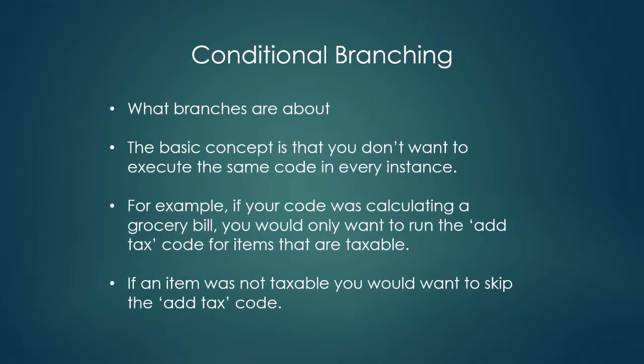Let's talk about conditional branching. The basic concept is that you don't want to execute the same code in every instance. For instance, if you're calculating a grocery bill, you'd only want to run the add tax code for items that are taxable. If an item was not taxable, you'd want to skip that code.